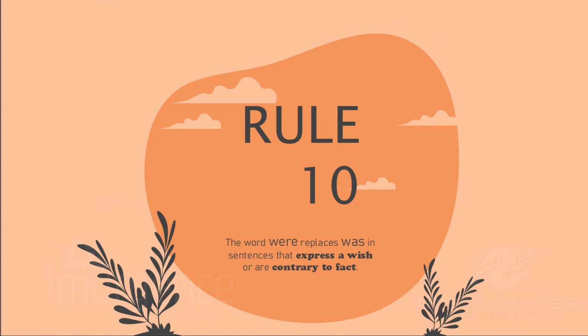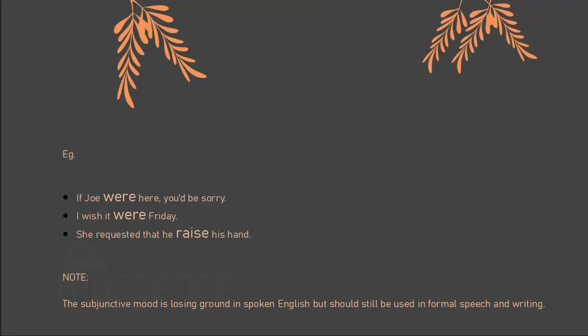Rule number 10. The word "were" replaces "was" in a sentence that expresses a wish or a contrary fact. For example, if Joe were here, he would be sorry. Basically, rule number 10 is all about a hypothetical situation where the situation is imaginary, or a wish, or contrary to fact. So that's when we use "were" instead of "was."